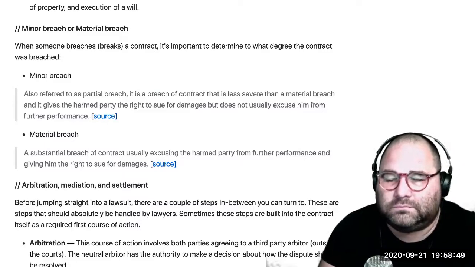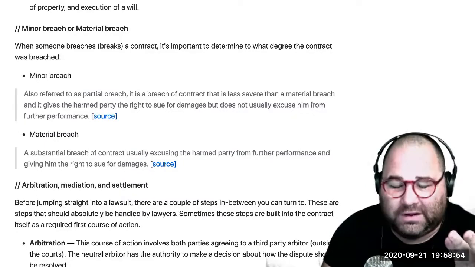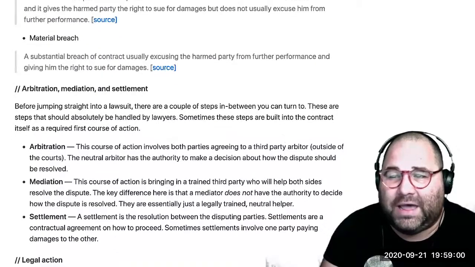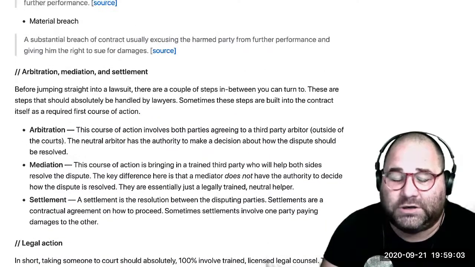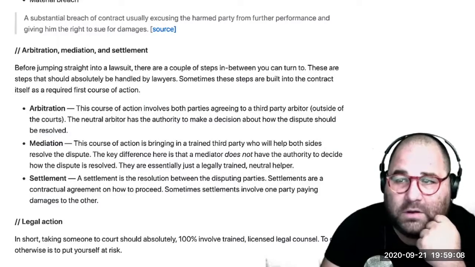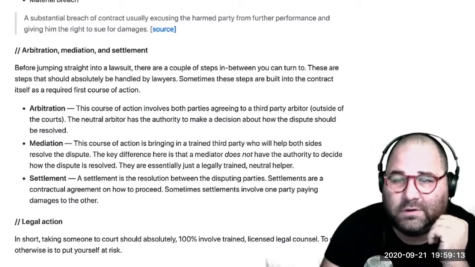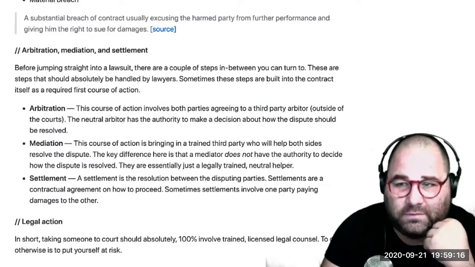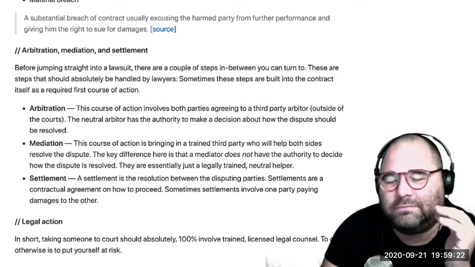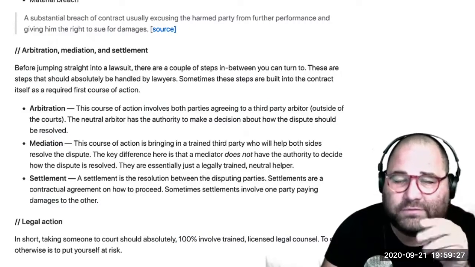So minor breach, material breach, the contract has been breached. What do we do next? You don't automatically go into legal action. You don't automatically take them to court. There are options before you get to this step. Those options are arbitration, mediation, and settlement. So before we jump into a lawsuit, there are a couple of steps in between that you can turn to. These are steps that should absolutely be handled by lawyers. And I'm talking about major breaches of contract. If you're in a disagreement with your landlord, you can handle this yourself. So take this with a grain of salt.